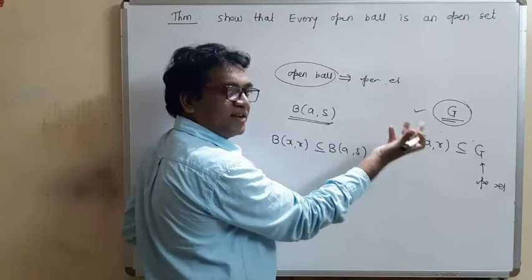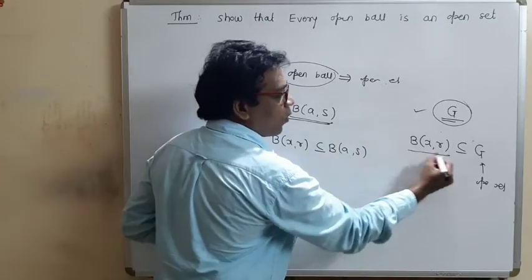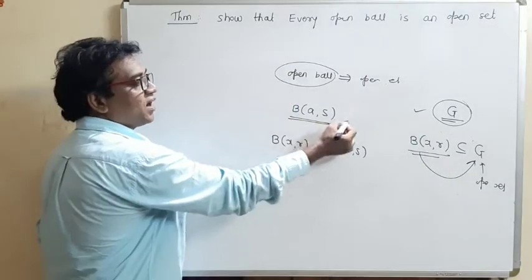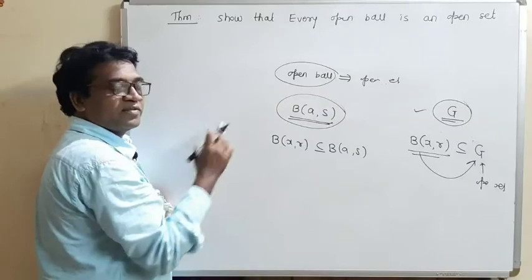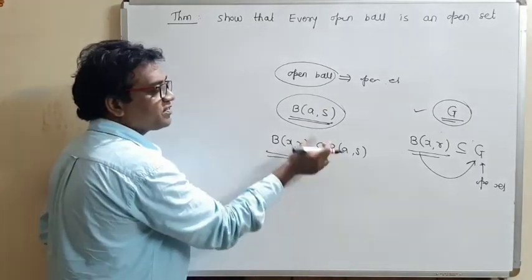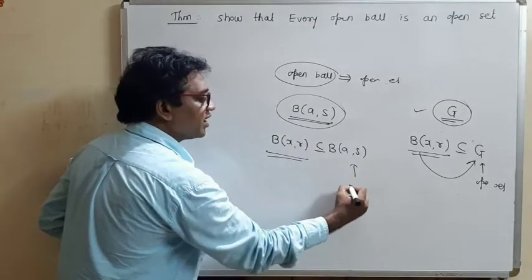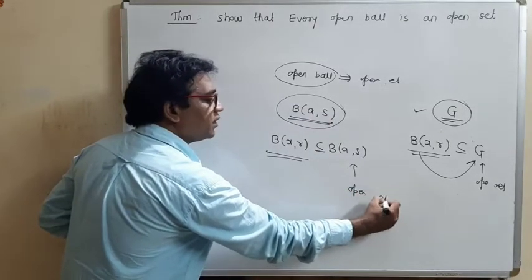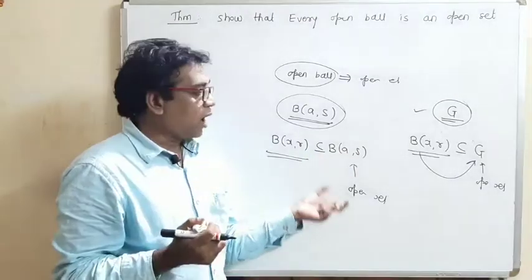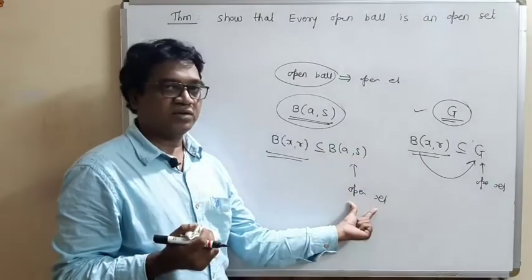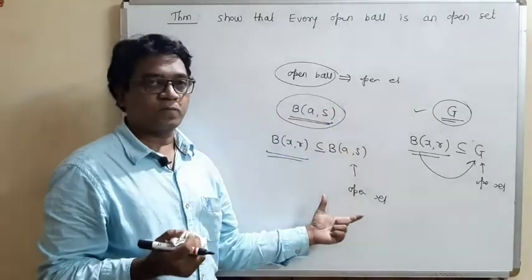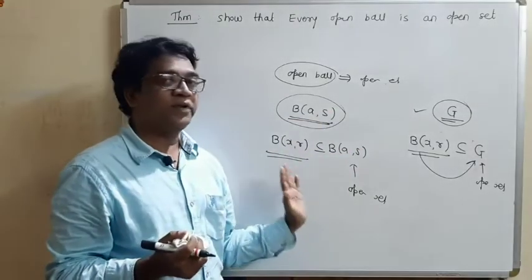So how to show that any set is an open set? Just find out some open sphere which is contained in G. So this is the basic idea. Now we want to show that this is an open set. Just prove this condition: find out some open sphere which is a subset of this set. Then we can say that this is an open set. So see, this is the basic idea for showing the open set.